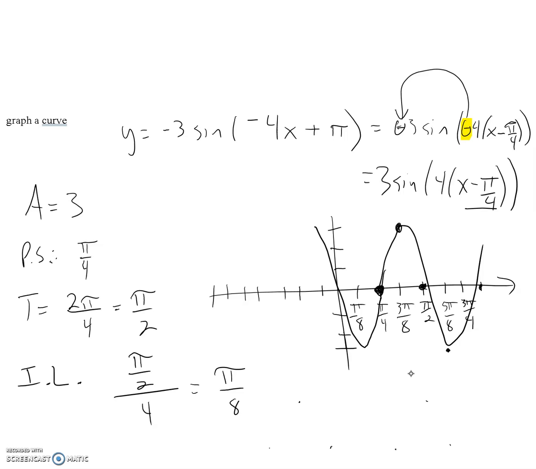Okay, so what else can I give you? If there's a +1 here, it would just move this whole graph up 1. But yeah, that's all the transformations except the vertical. So the vertical I would do last. I just move it up or down depending on what that number is.